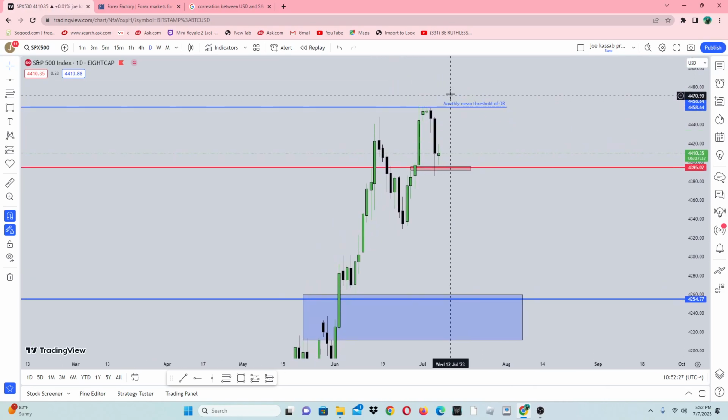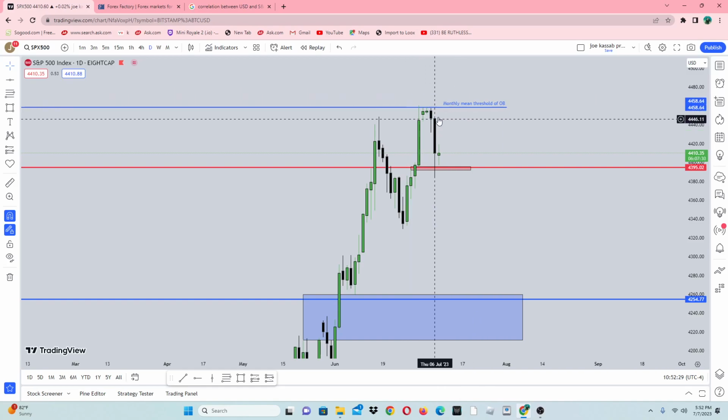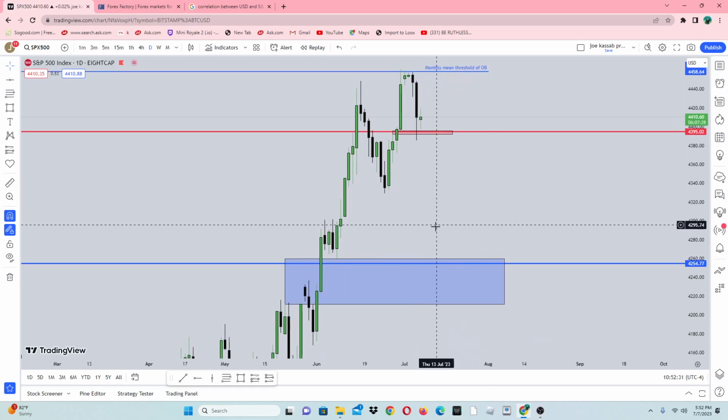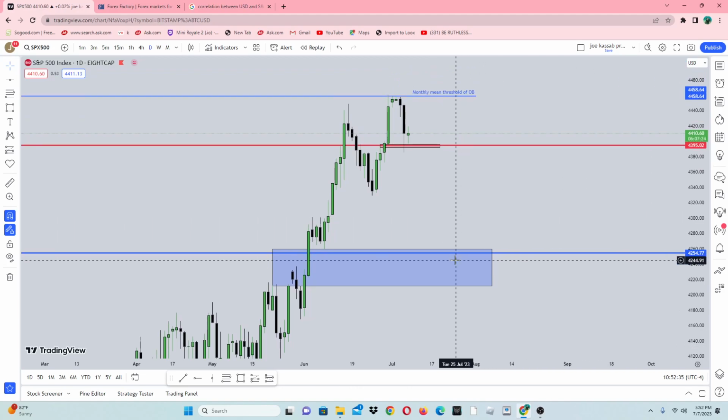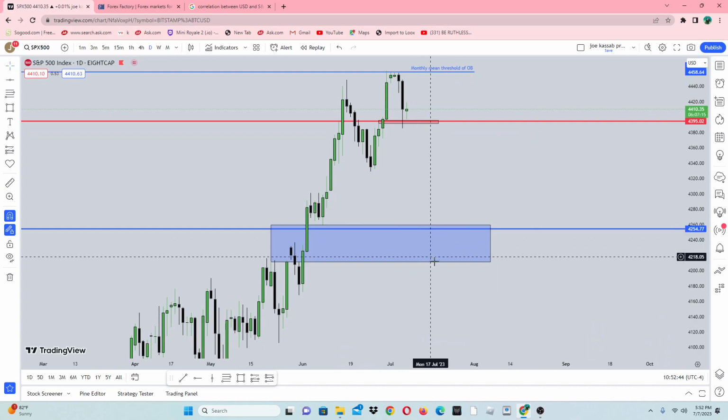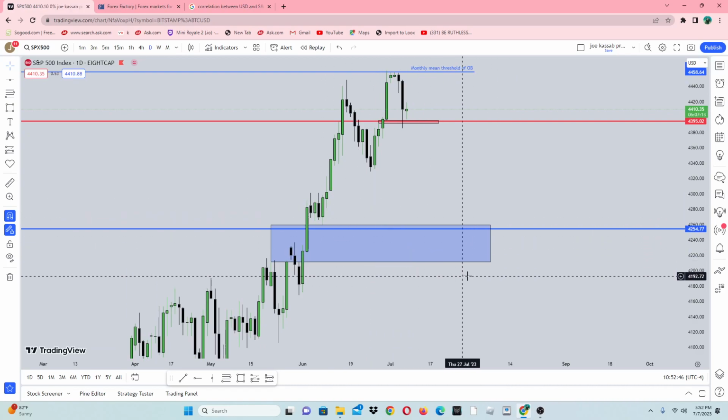So monthly we hit the mean threshold of the order block, so I'm expecting a retracement to a PD array below equilibrium on the weekly chart. Okay, so I'm expecting retracement to this area right here.